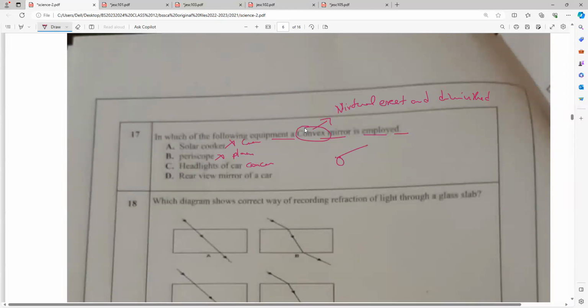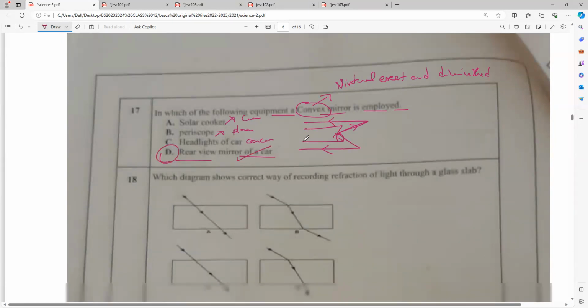The light which is coming from the focus becomes what? All of you, it becomes parallel. So that is what will be happening. So now, a rear view mirror of a car. Rear view means side view only.